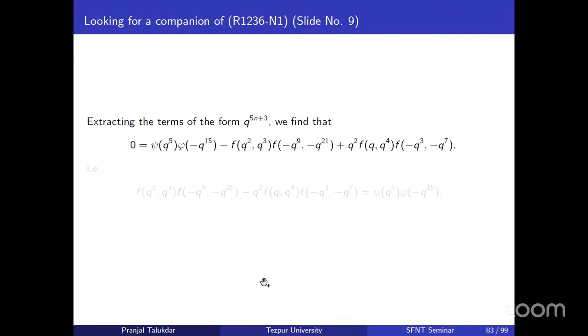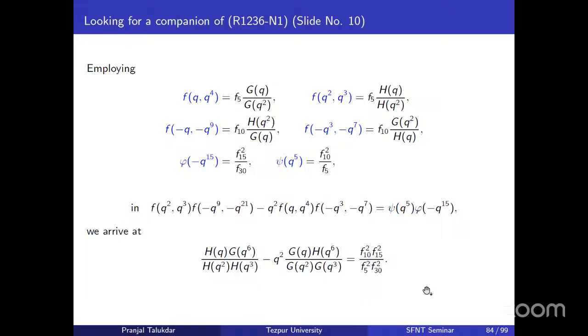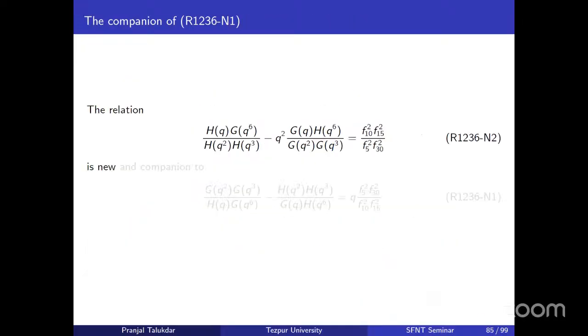Since the terms involving q to the power 5n plus 3 are absent in that power series, we extract those and equate to 0, which gives us this identity. And again, using the known relations between f(a,b) and z(q) and h(q), we obtain this new identity involving z(q), z(q^2), z(q^3), h(q), h(q^2), h(q^3), h(q^6). So this is our recently obtained identity, and this is the identity we obtained earlier.